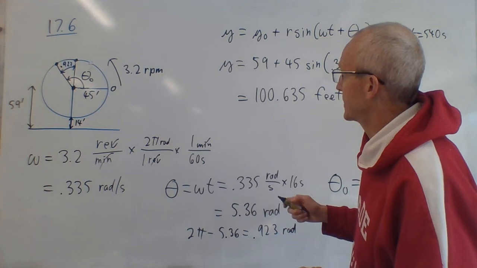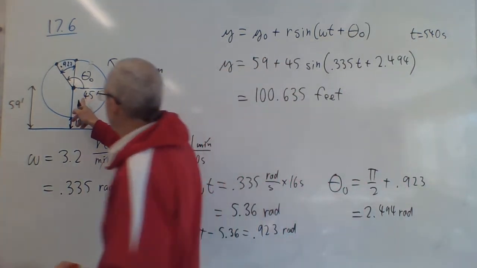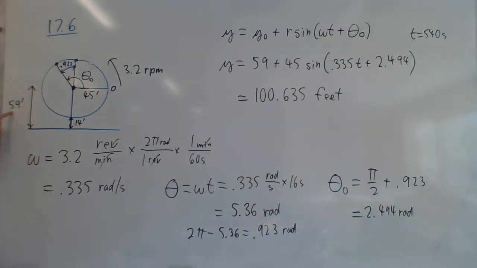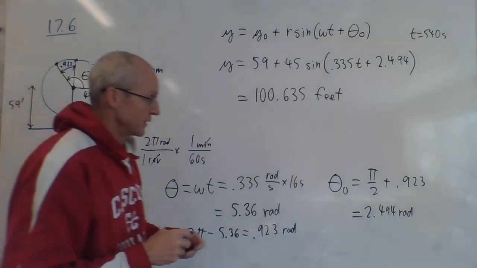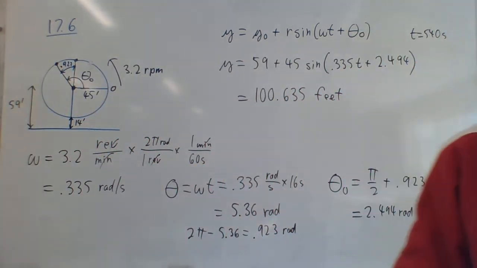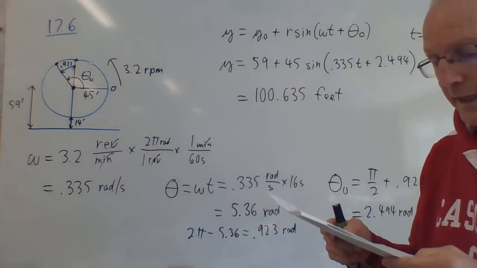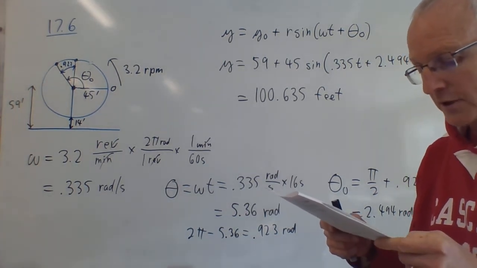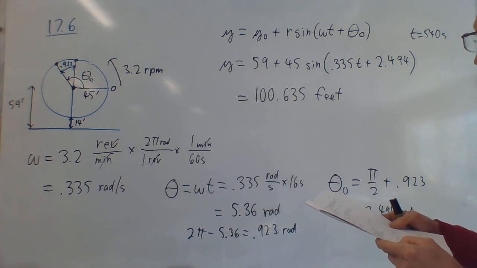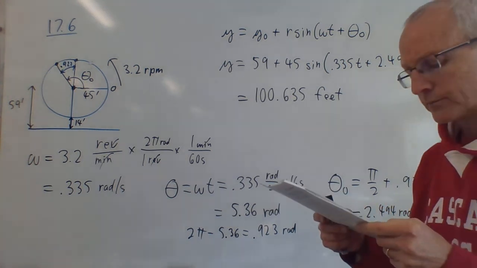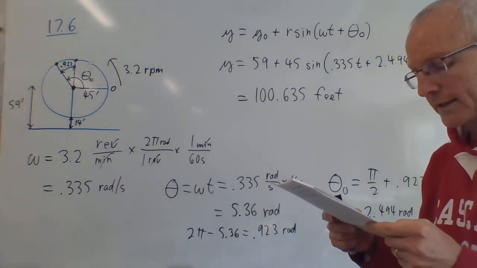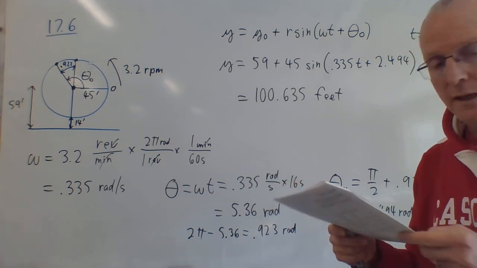Pretty high, right? She's kind of towards the top, because the very top is 45 plus 59, which is 104. So she's somewhere up here after 9 minutes. And let's see if the book got it right. They say 101.496. Whoa. 101.496 feet off the ground.